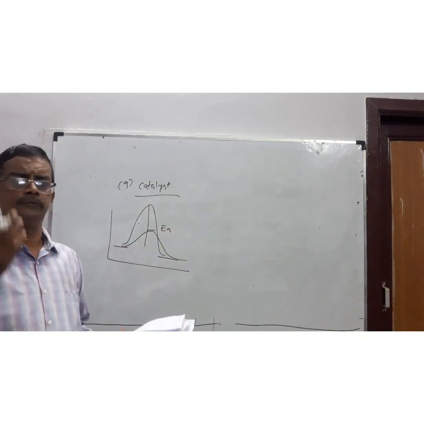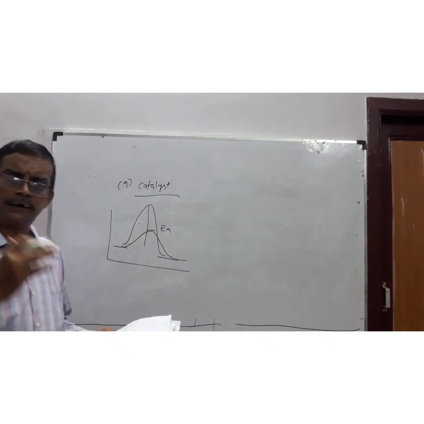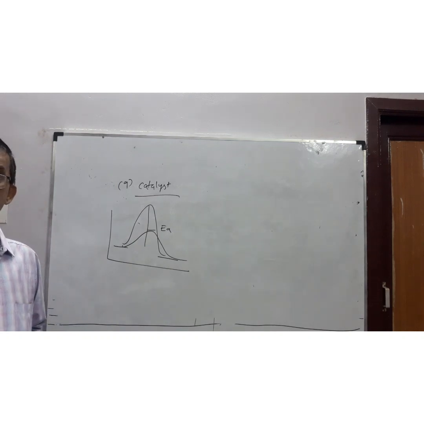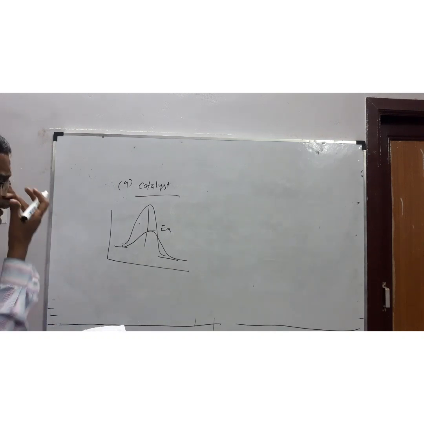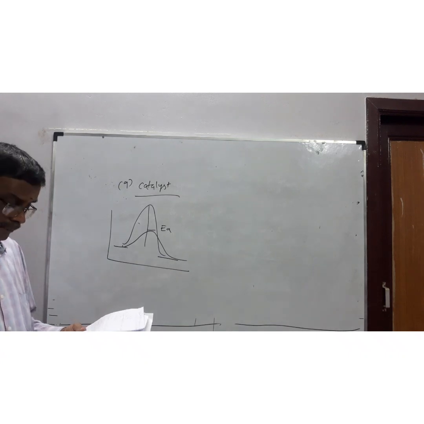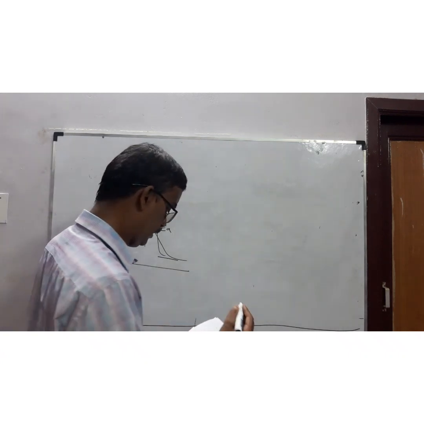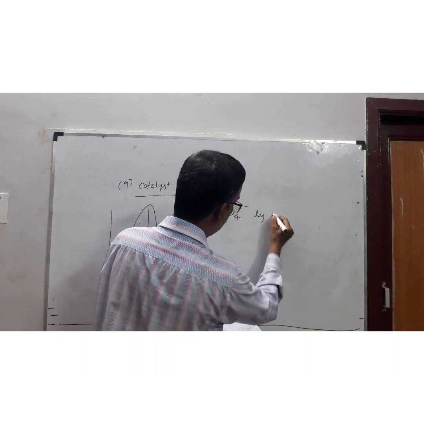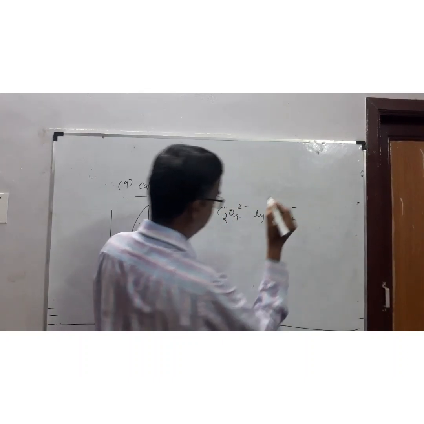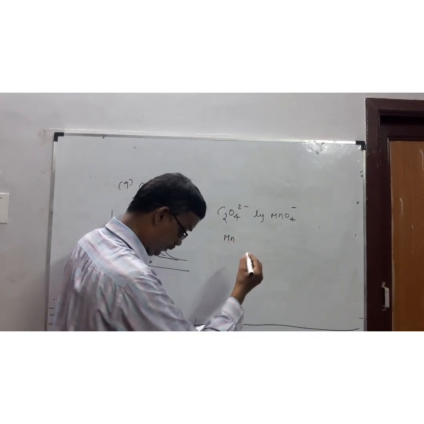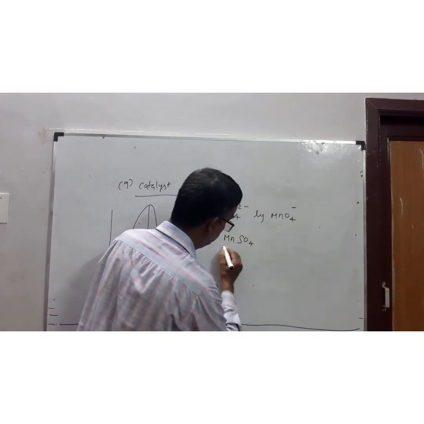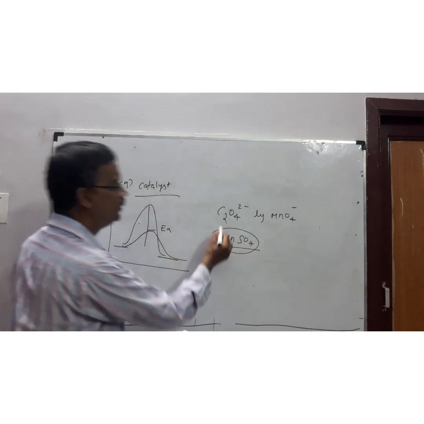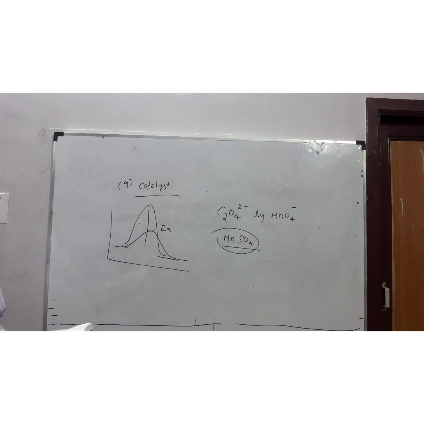A greater number of molecules cross the energy barrier and change over to the product. So activation energy decreases, and the rate of the reaction increases. Example: in the oxidation of oxalate ion by MnO4 minus, MnSO4, manganese sulfate, acts as a catalyst. In the presence of manganese sulfate, the rate is increased. Okay, that's all.